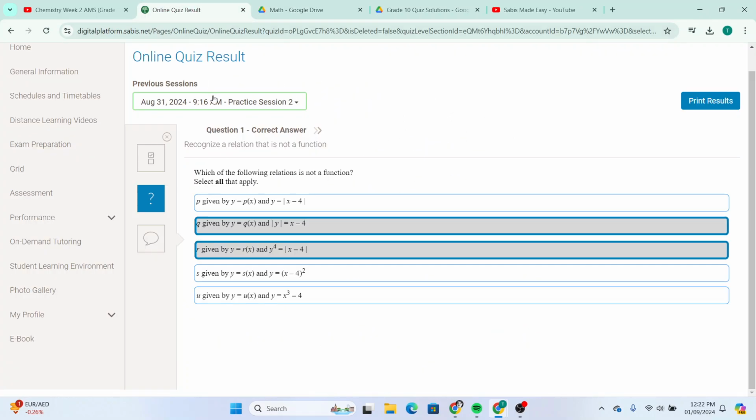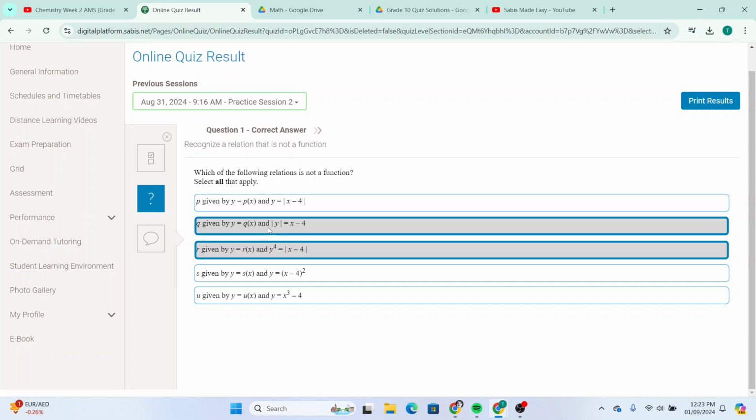So which of the following relations is not a function? Select all that apply. P given by y equals p of x, and y equals the absolute value of x minus 4. So this is a function because the absolute value of x minus 4 can only give out one value. Even without the absolute value, it will still give out one value.